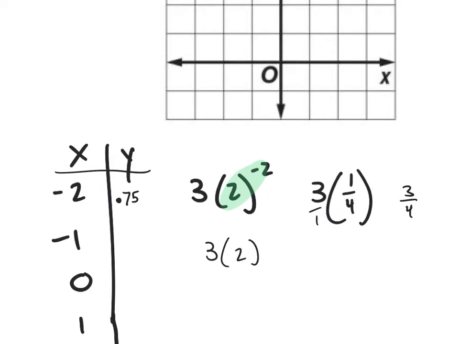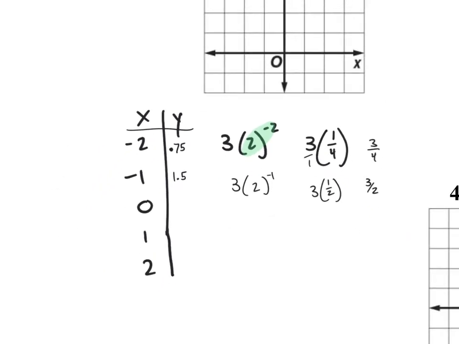When I go through and evaluate at -1, we'll get 3 times 1/2, which is 3/2, which is 1.5. And then at 0, 2 to the 0 power is 1, so we'll get a 3. Here, we'll get 3 times 2 to get a 6.